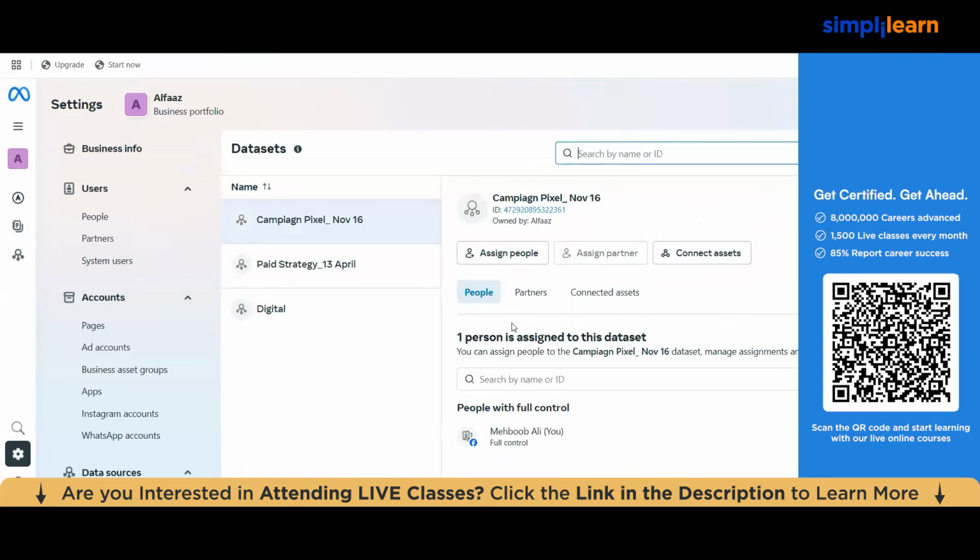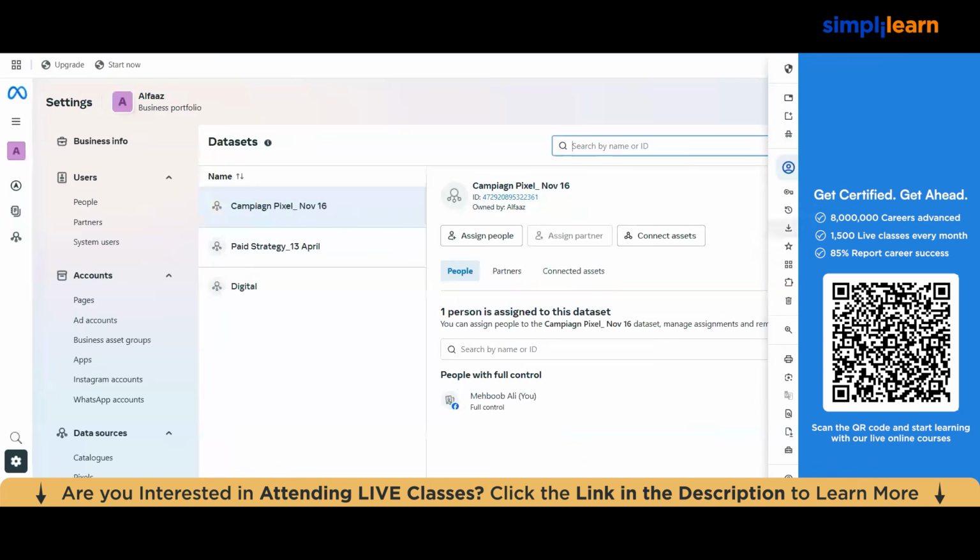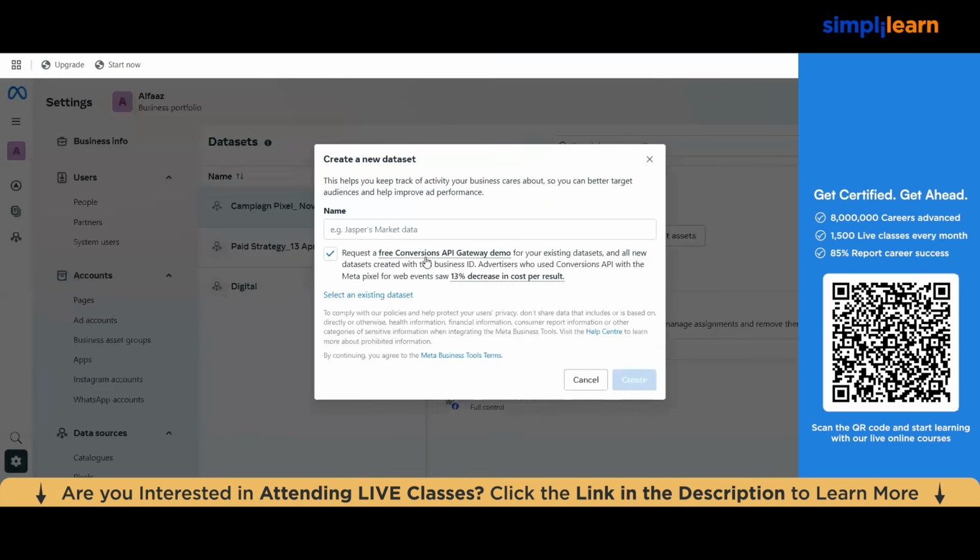And this is where you will find the data set. So if it's a running campaign, you'll find these data sets over here, whichever is running. Or if you want to create a different data set altogether, you can also create it. Maybe zoom out a bit, and you can see Add. You can click on Add and create a data set over here.